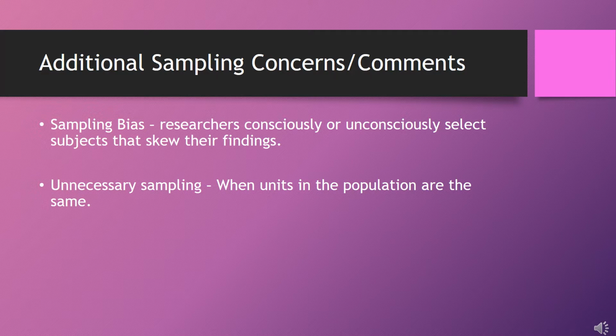Additional sampling concerns and comments. Sampling bias is when researchers consciously or unconsciously select subjects that skew their findings. Unnecessary sampling is when units in the population are the same.